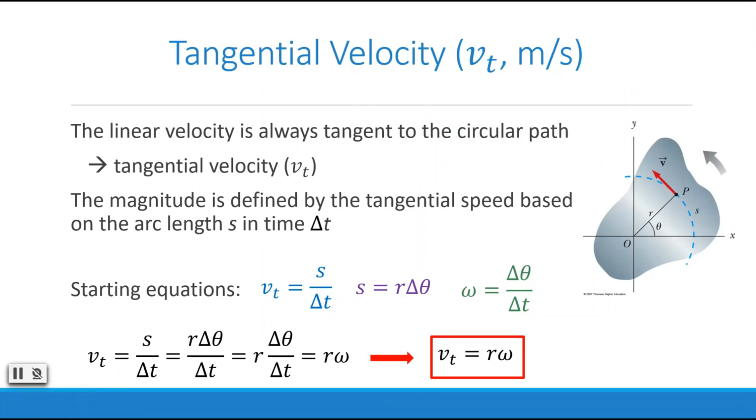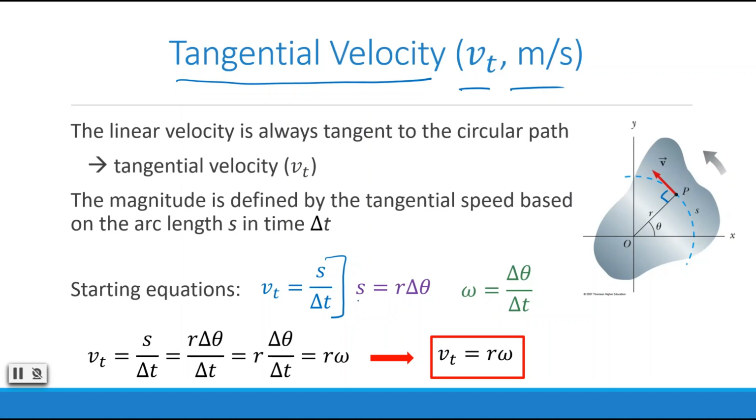Looking again at our linear motion and relating it, we define our tangential velocity, v sub t, in meters per second. We did talk about this tangential velocity before when we did circular motion. So it's always tangent to the radius, so there's a 90-degree angle between the radius and the velocity vector. Its magnitude is the linear distance traveled in time t. So it's going to travel a linear distance of the arc length in time delta t.